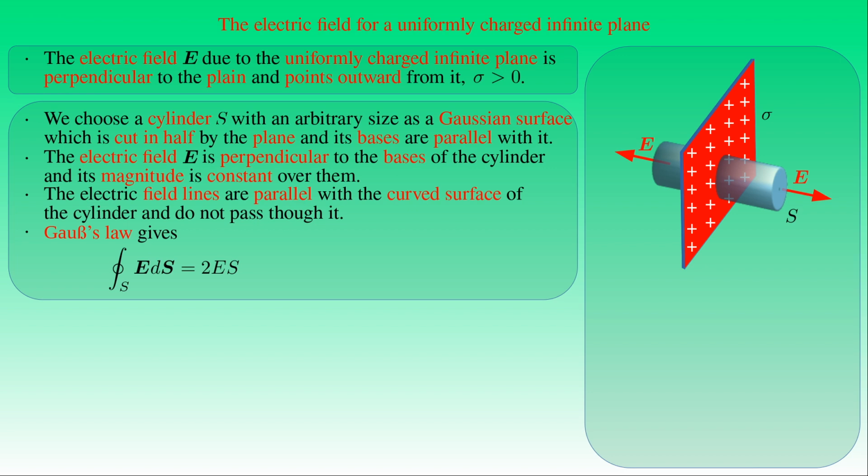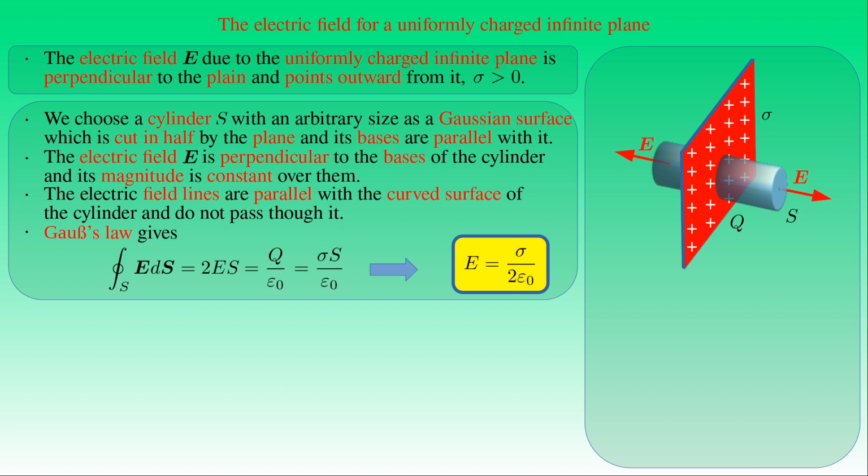Gauss's law states that the surface integral of the electric field E over the cylinder is equal to the charge Q enclosed by the cylinder over epsilon naught. The total charge Q enclosed by the cylinder is given by the surface charge density sigma times the area S of the intersection of the plane and the cylinder. We can express E from this equation and see that the magnitude of the electric field around the uniformly charged infinite plane is given by its surface charge density sigma divided by 2 times epsilon naught.